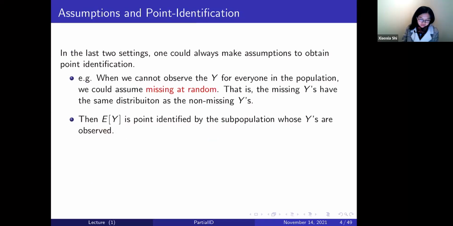So in these last two settings, one setting is where you want to learn about the population expectation of Y, but Y is not perfectly observed. And the other setting is when you observe the joint distribution of Y and X and want to identify the causal effects of X on Y. Without assumptions, usually we don't have any identification, but sometimes we could make assumptions to obtain point identification. For example, if we cannot observe Y for everyone in the population, but we assume the missingness is random, right? So the population for which we observe Y is the same as the population for which we do not observe Y. Then in that case, the missingness of Y for some individuals will not be consequential for identification of EY.